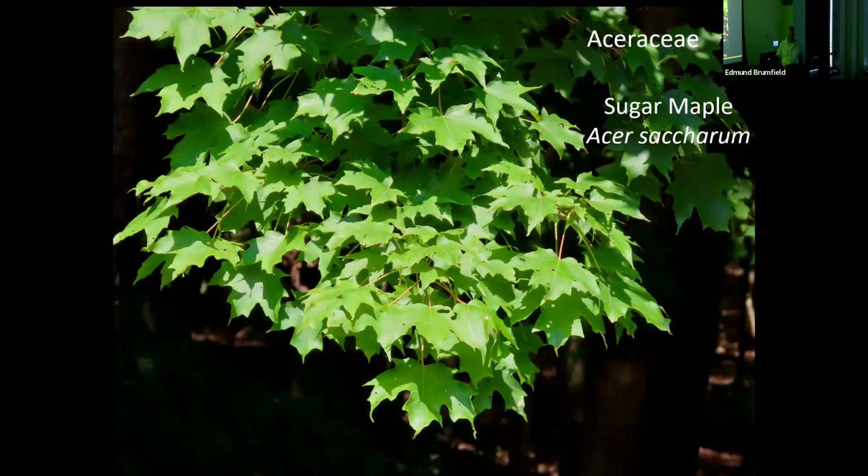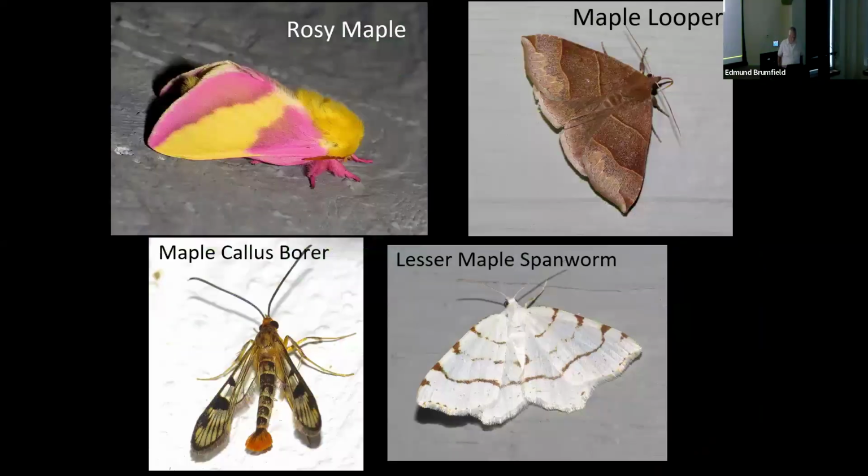Maples. A very odd fact is that no butterfly species hosts on maple. Lots of maples, they're very widespread and common, but there's no species of butterfly that we know that hosts on it. But the moths more than make up for it. So here's a sample of some of the moths. Some of these are obligates, obligate feeders.